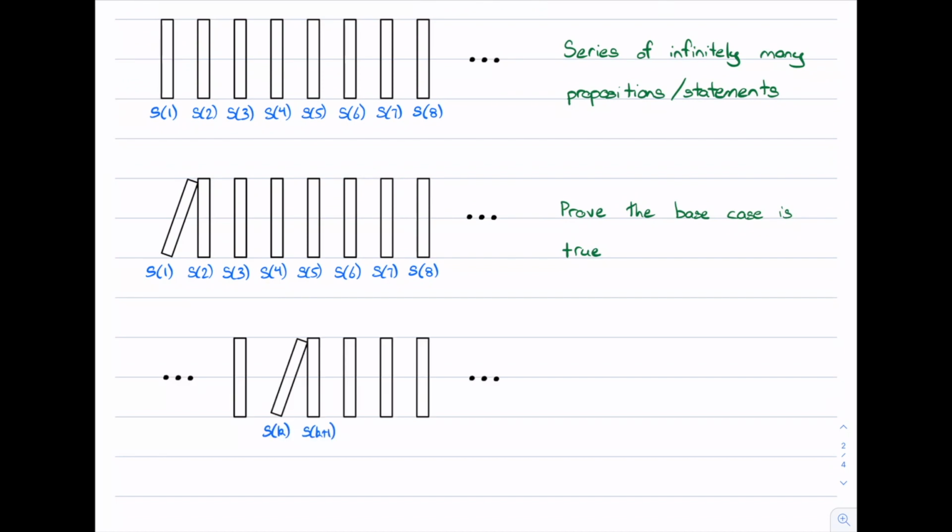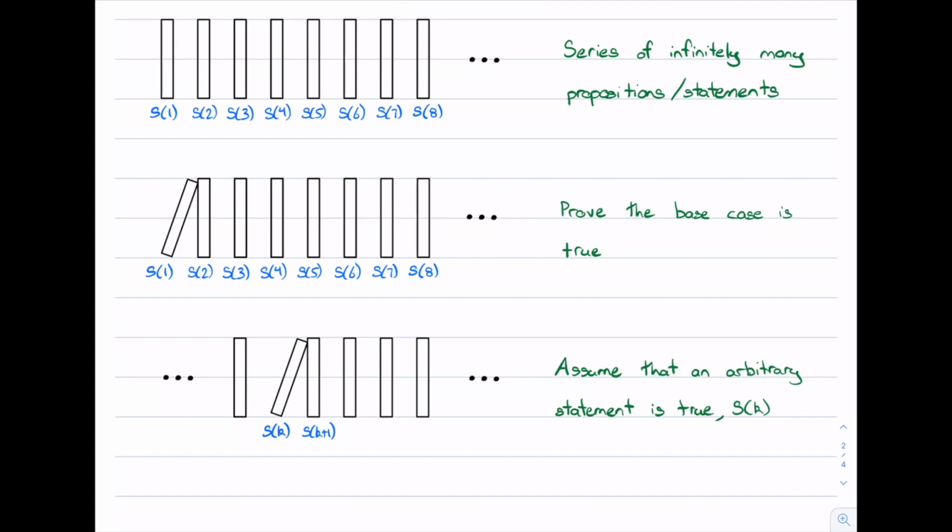Now, the next step is we go along in our infinite series of dominoes, and we just go to any random point in that series. And we pretend or we assume that we can knock over that domino. This is what's known as the mathematical induction hypothesis, or the inductive hypothesis. So what we're doing is assuming any arbitrary statement in our series of infinitely many statements is true. And usually we say that this is the point K.